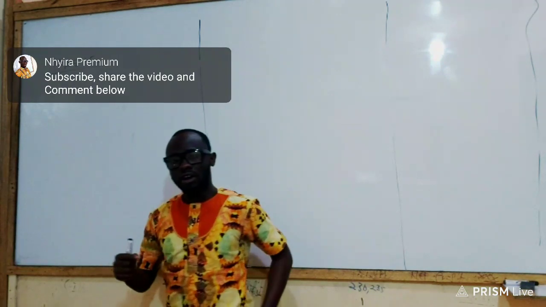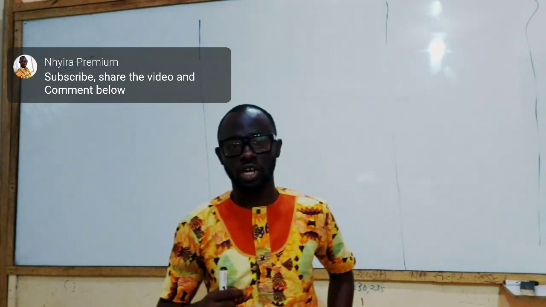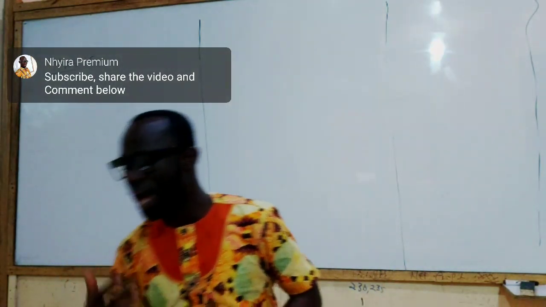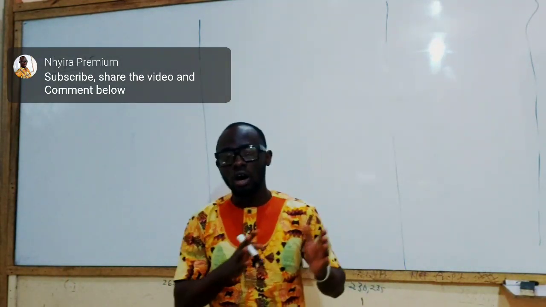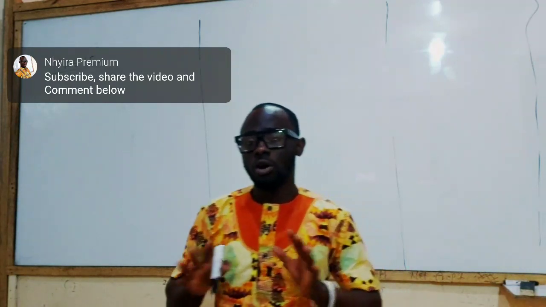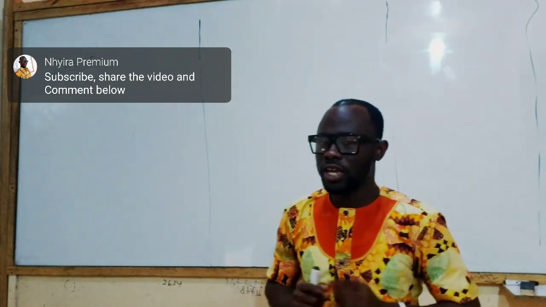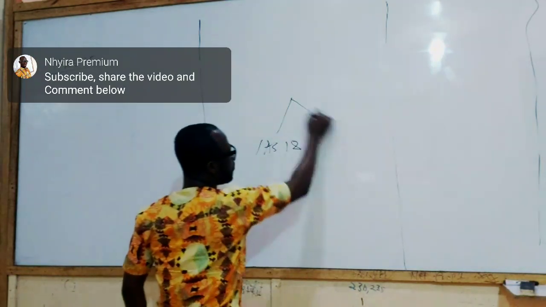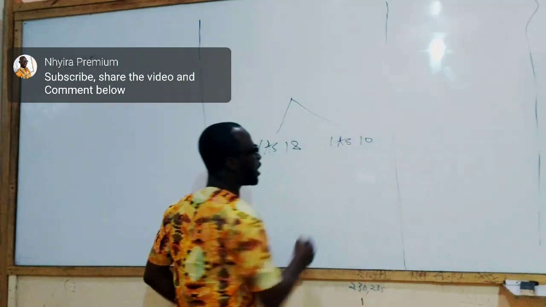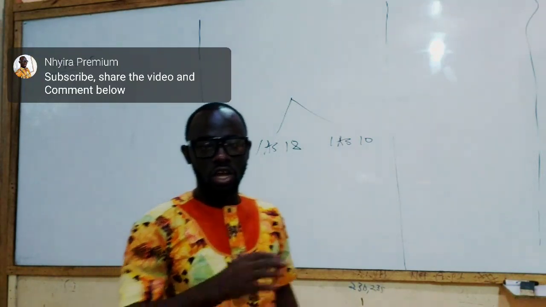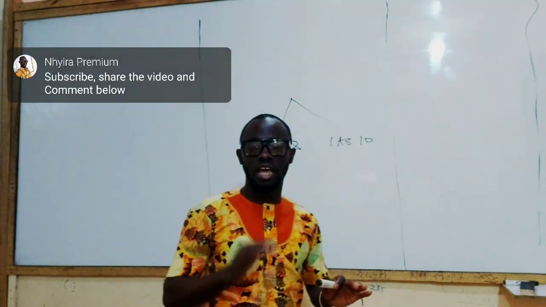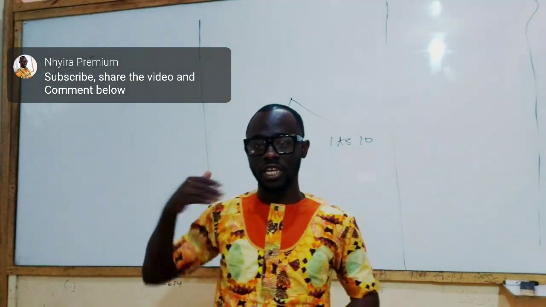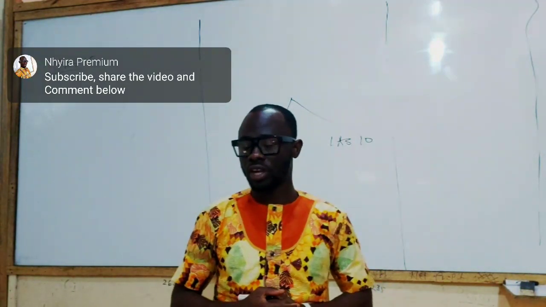So, IFRS 15, revenue from contracts with customers. Now, this standard is replacing a number of IFRSs for recognition of revenue, but most importantly, it is also replacing two accounting standards, that is IAS 18 revenue and IAS 11 construction contracts. So these two accounting standards have now been replaced by IFRS 15, revenue from contracts with customers.